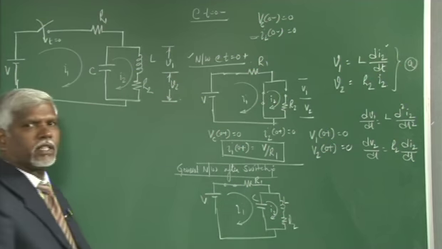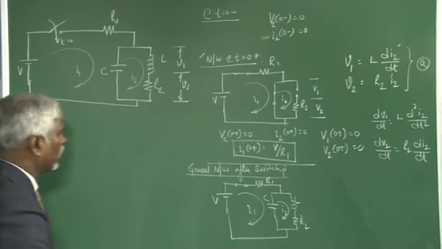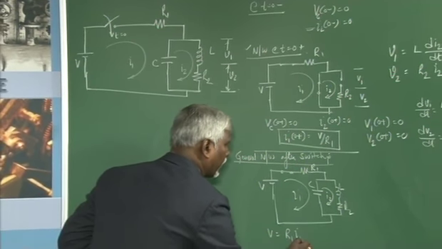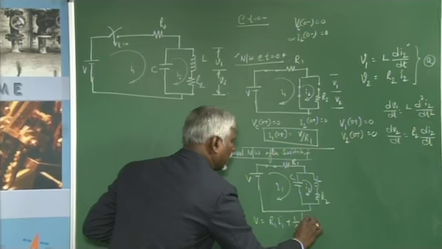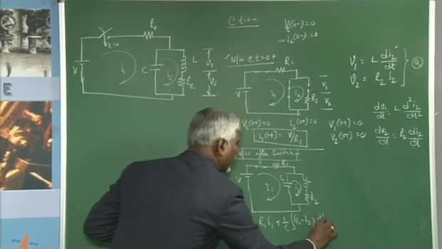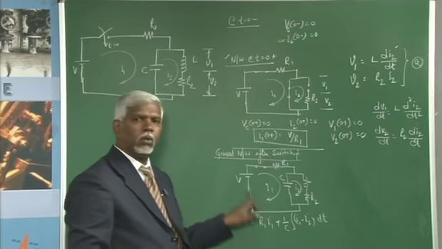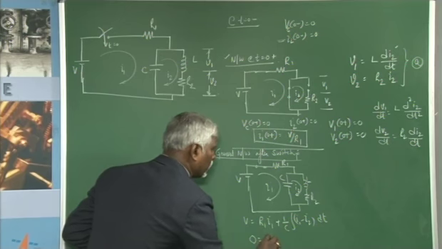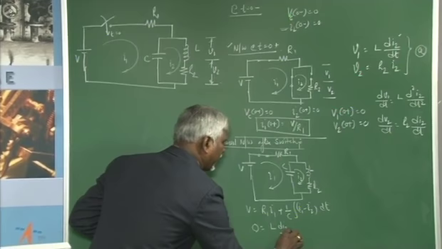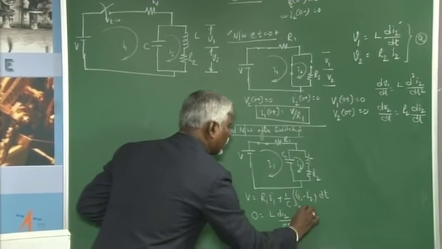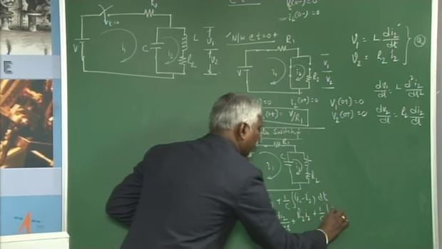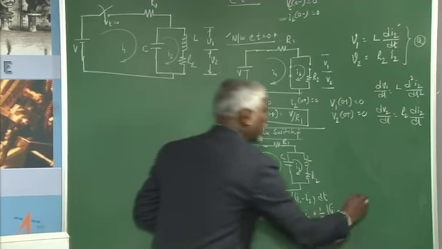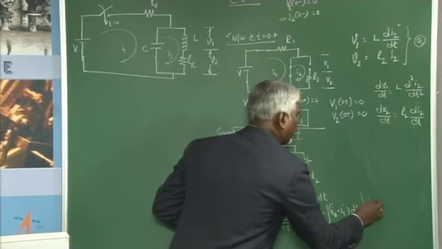Write the general integro-differential equations for the loops. For loop 1, it will be V equal to R1 I1 plus 1 by C integral of (I1 minus I2) dt. It is the expression for this particular loop. Coming to the second loop, there is no source: 0 equal to L di2 by dt plus R2 I2 plus 1 by C integral of (I2 minus I1) dt. So, we have a set of equations, I call it B.